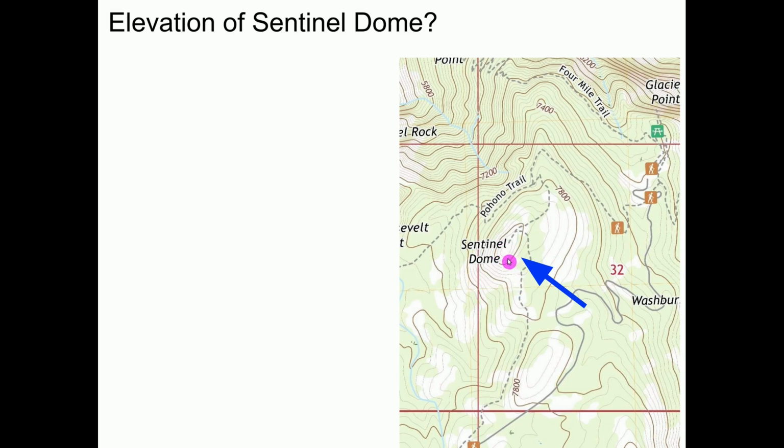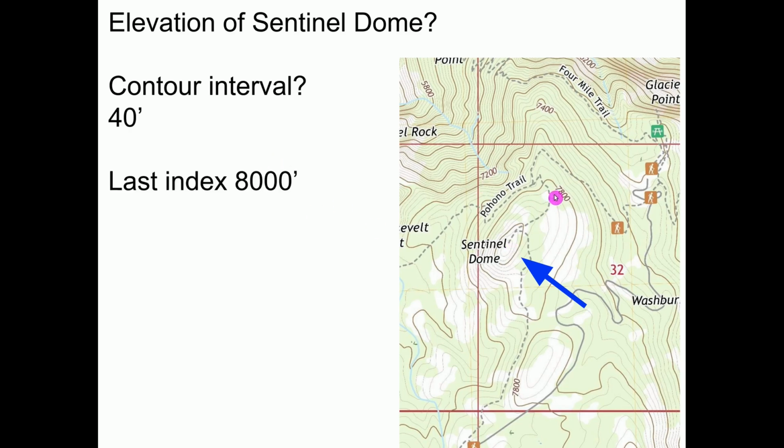So the top of a hill is a half contour line higher than the last contour line. The contour interval is 40 feet. The last index was 8,000. This is 7,800. This is 8,000 feet. So it's 2.5 contours higher. So the summit of Sentinel Dome is 8,100 feet.